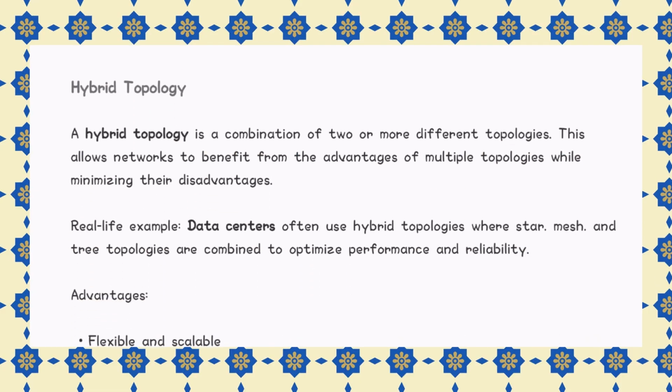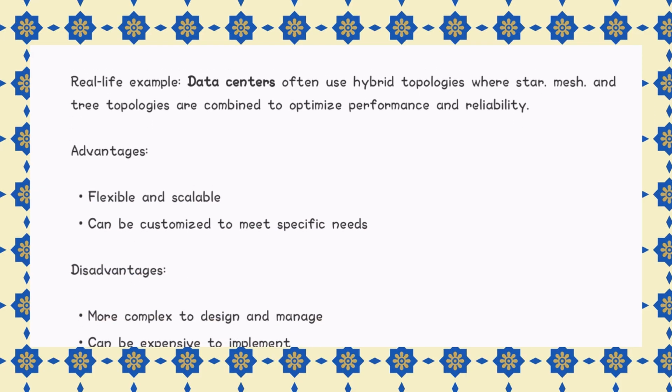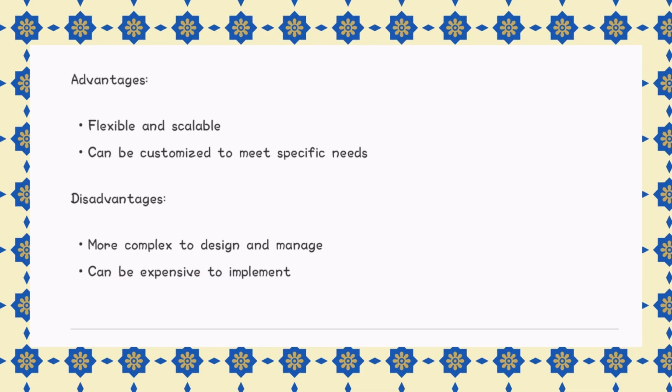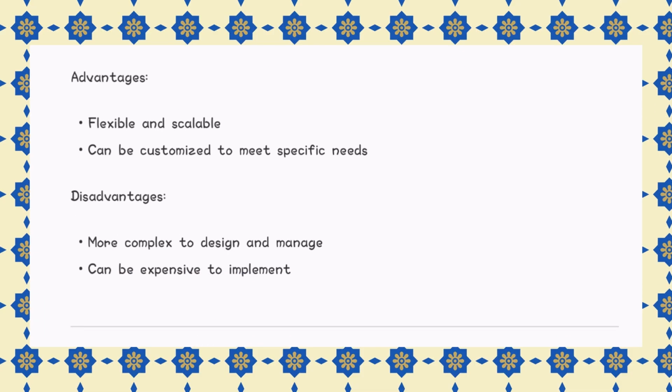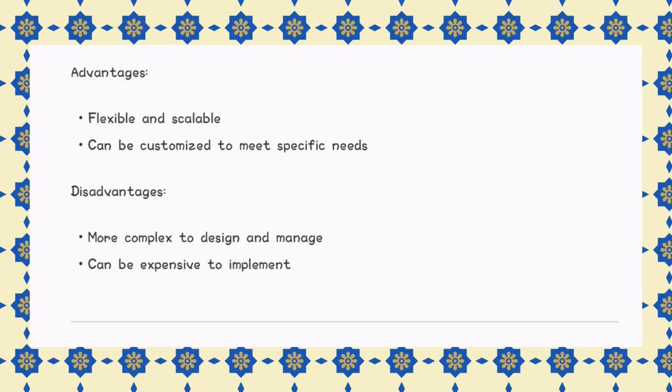Hybrid topology. A hybrid topology is a combination of two or more different topologies. This allows networks to benefit from the advantages of multiple topologies while minimizing their disadvantages. Real-life example: data centers often use hybrid topologies where star, mesh, and tree topologies are combined to optimize performance and reliability. Advantages: flexible and scalable, can be customized to meet specific needs. Disadvantages: more complex to design and manage, can be expensive to implement.